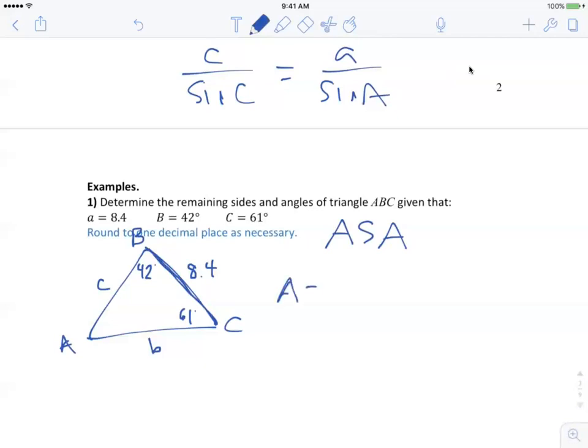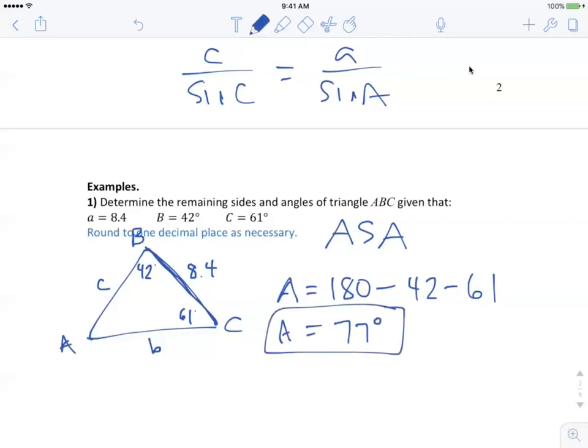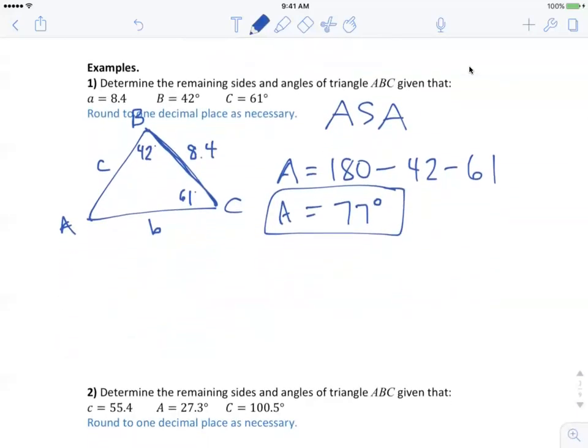Angle A, I could just use the 180 rule. It's 180 minus 42 and 61, right? Because I know that all the angles in a triangle, no matter what, add up to 180. From geometry, that's 77. All right, so we already have one answer. Angle A is 77, okay? Next, we're going to set up a law of sines. It doesn't matter what side we find next, B or C.